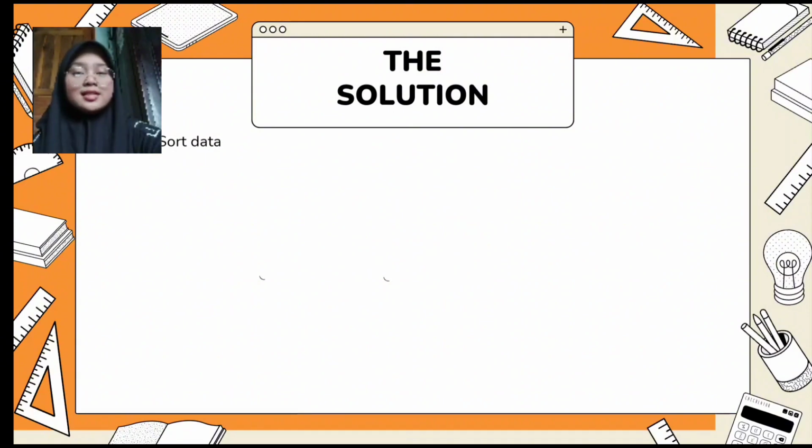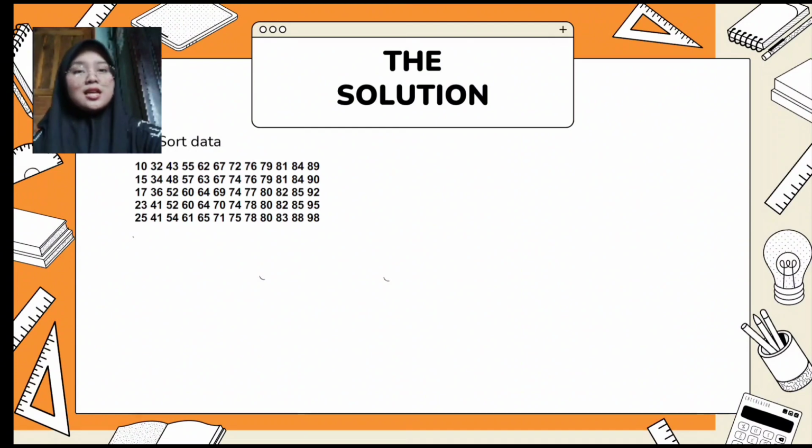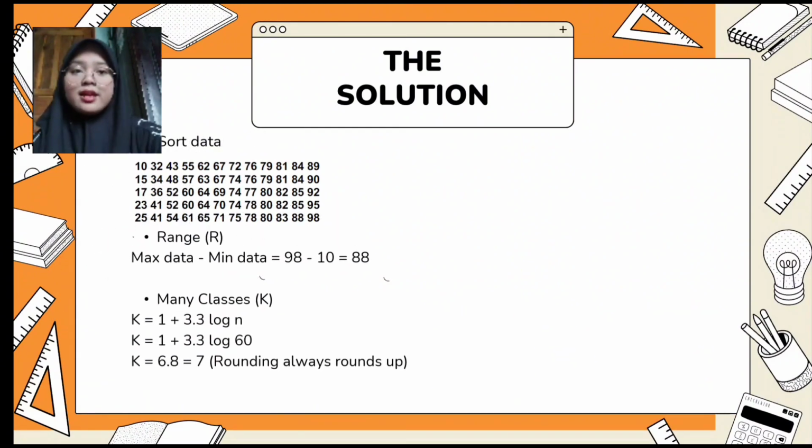Number 1. Sort data. Number 2. Range or R. Max data minus min data equals 98 minus 10 equals 88. Number 3. Number of classes or K. K equals 1 plus 3.3 log n. K equals 1 plus 3.3 log 60. K equals 6.8, equals 7, because rounding always rounds up.